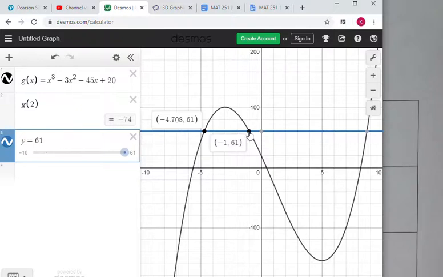There's another spot right here, and our guess was right. At x equal -1, I also have a y value of 61. And then there's one more place way over here.